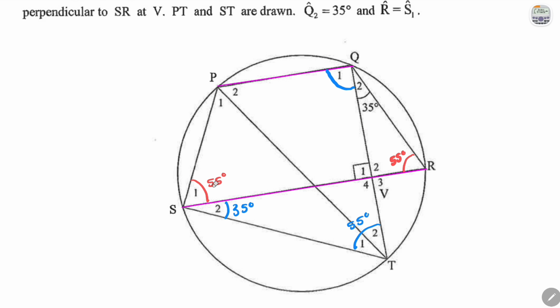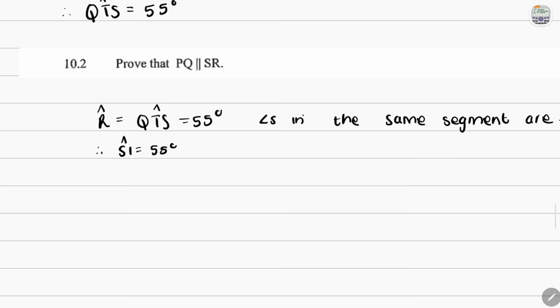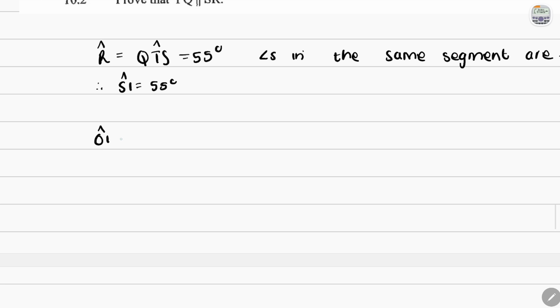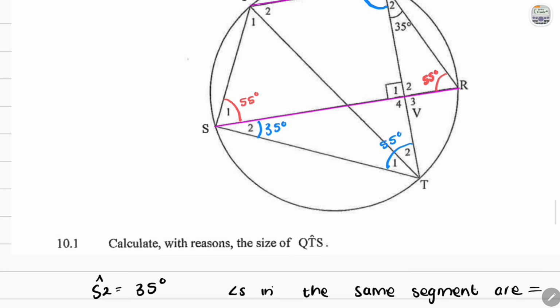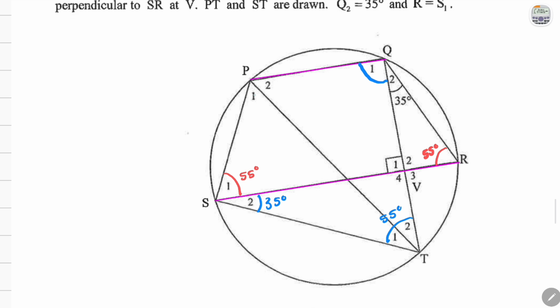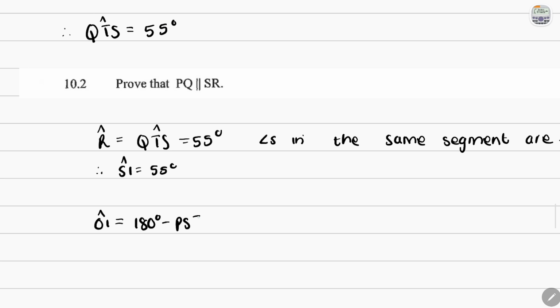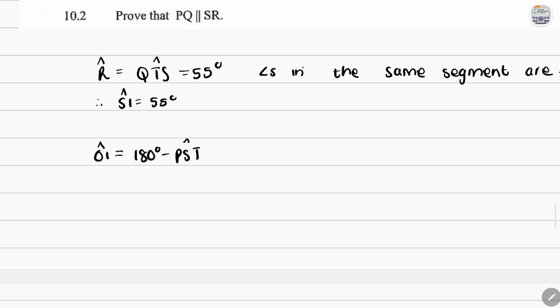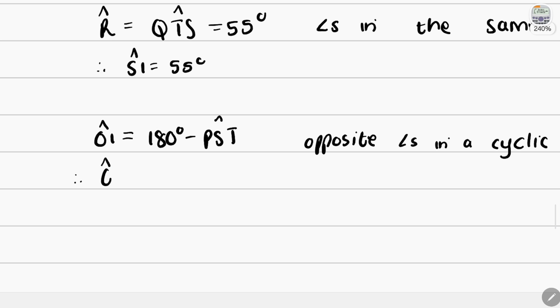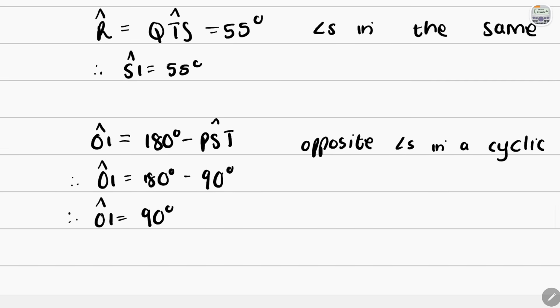And you can already see together, this gives you 90 degrees. Okay, so we have angle O1 is equal to 180 degrees minus this angle that we have. And let's just call it angle PST. Our reason for that is because of the opposite angles of a cyclic quad. So angle O1 is equal to 180 degrees minus 90 degrees. Therefore, angle O1 is actually equal to 90 degrees.